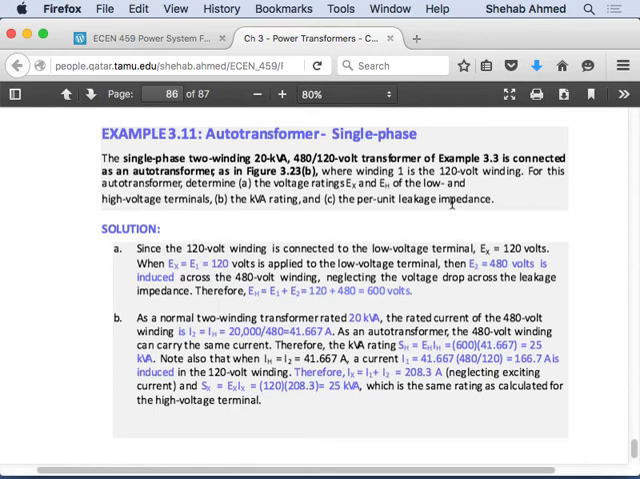So, okay, the first two are easy, right? The voltage rating, E high and E low, the high voltage side and low voltage side voltage ratings are what? On the low voltage side, it's rated for 120 volts, right? There's still the 120 volt winding. On the high voltage side, it's rated for the sum, E1 plus E2. So it's 120 plus 480. That's the high voltage rating. How about the kVA rating? It was a 20 kVA transformer. How would you find the new rating?